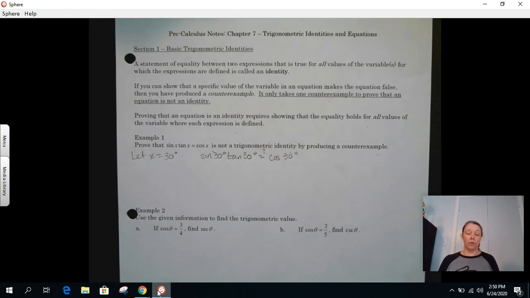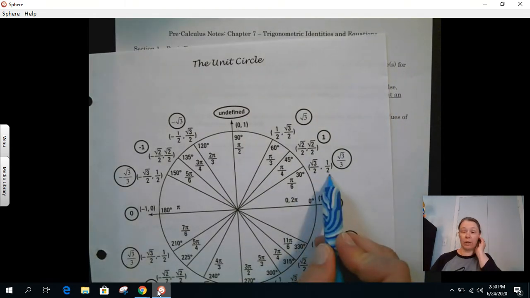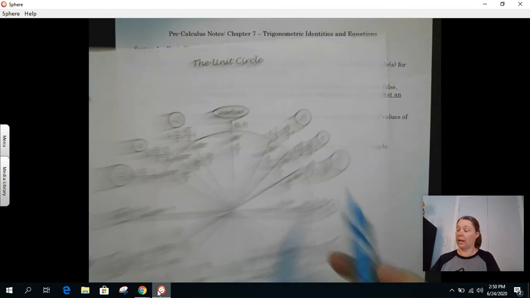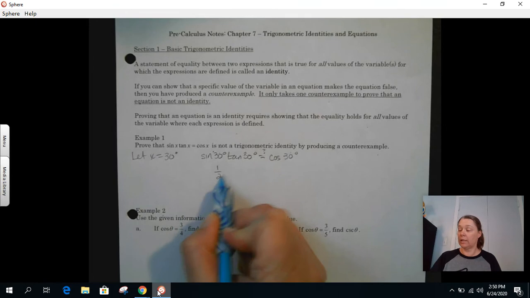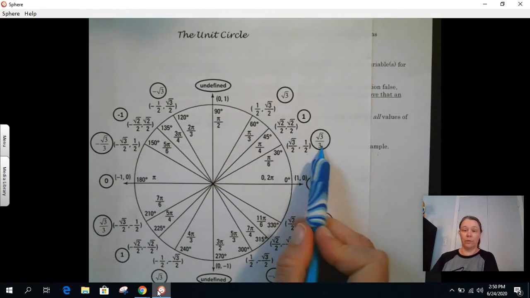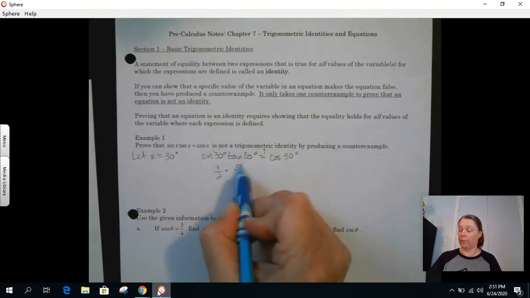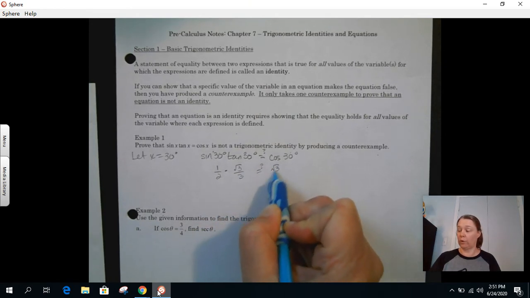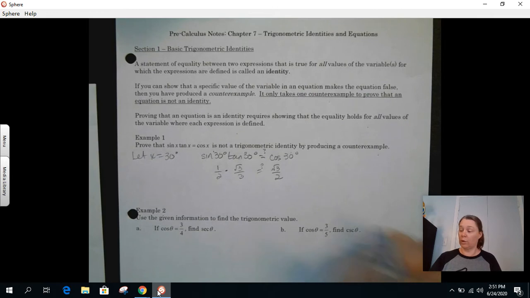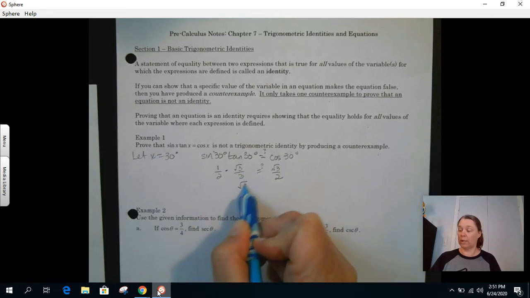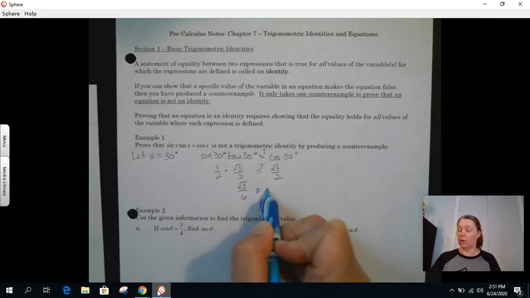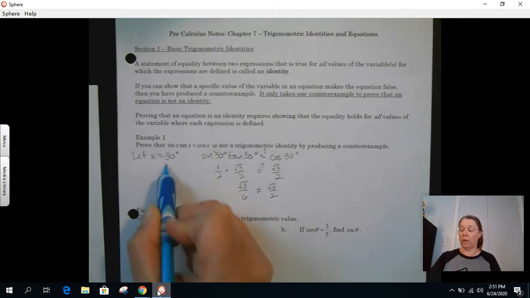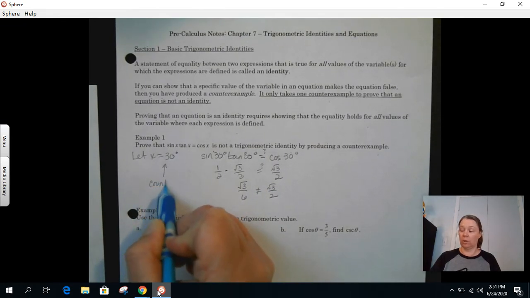Okay, so sine of 30. I'm going to look at my unit circle. Sine of 30, that's my y value at 30. If you picked a different angle measure, you would use whatever the sine value is at that angle measure. So I have 1/2 times the tangent at 30, which is root 3 over 3. And I want to know, does that equal the cosine of 30, which is root 3 over 2? If I do this multiplication, if I multiply across the top and the bottom, those are not equal. So this right here is a counterexample.